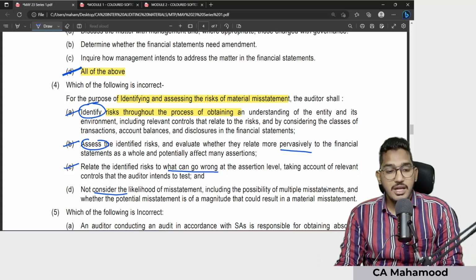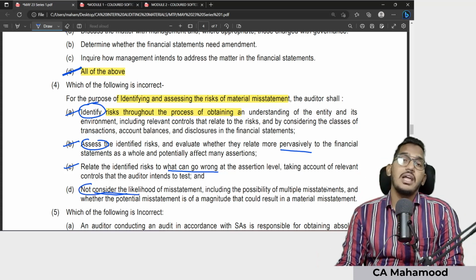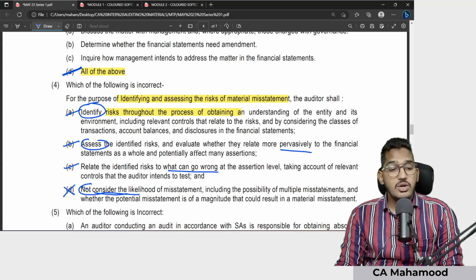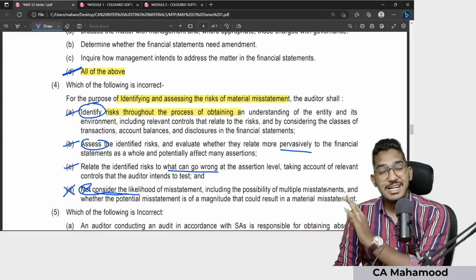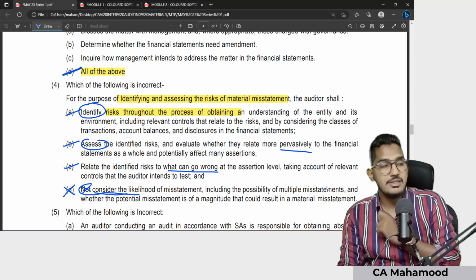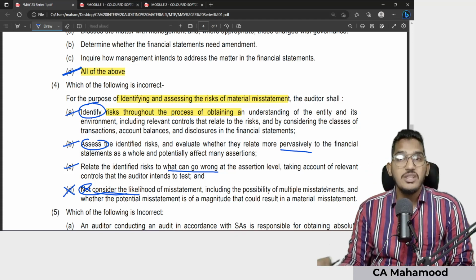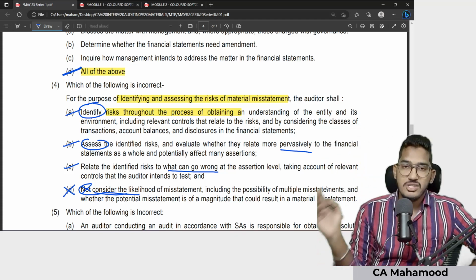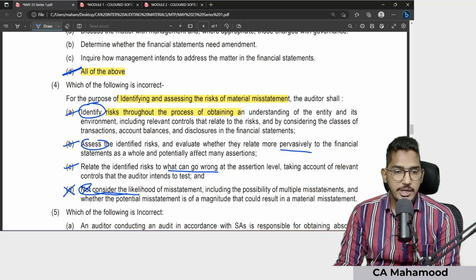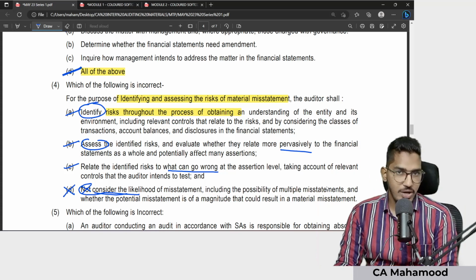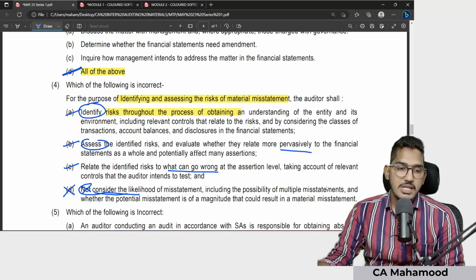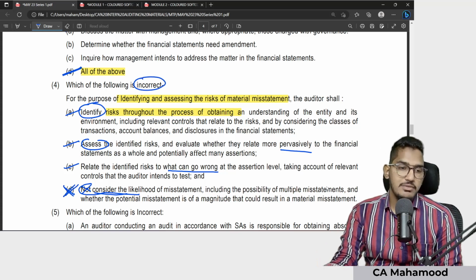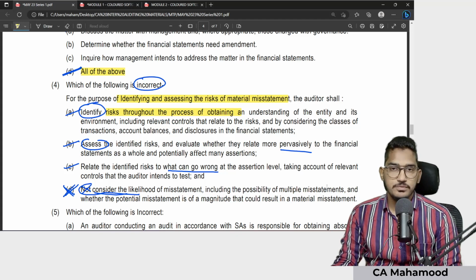But in the option they are saying the auditor should not consider the likelihood of misstatement. So this is obviously incorrect. If they would have given, instead of removing that "not", if they would have said "consider the likelihood of misstatement", then the statement would have been true. But they are saying the auditor shall not consider the likelihood of misstatement. That is actually wrong. The auditor shall consider the likelihood of misstatement which could happen because of the risk you have identified. So even they are asking us to find out the incorrect statement only. So option D will be incorrect. So that is going to be the correct option.